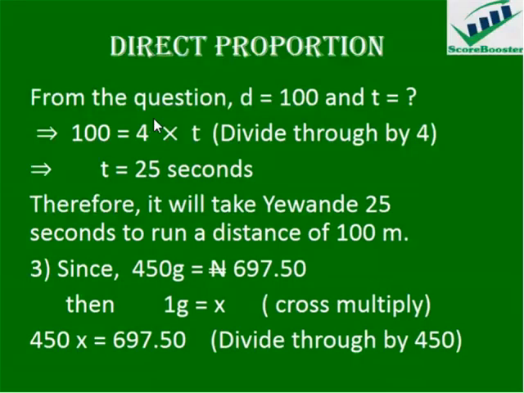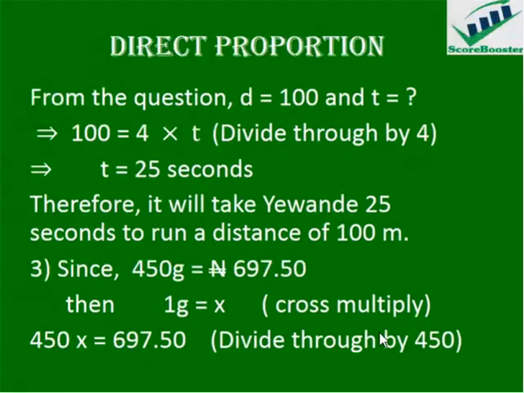So we substitute this value into the relationship d equals 4t. So d is 100 equals 4 multiplied by t, which is unknown. To get the value of t, we divide both sides by what? By 4. Dividing this side by 4, we are left with t, and 100 divided by 4 equals 25 seconds. Therefore, it will take Yewande 25 seconds to run a distance of 100 meters. I hope that is clear. That is as simple as that.